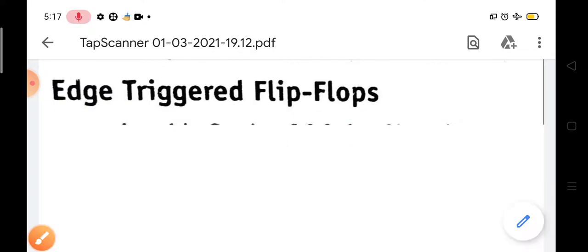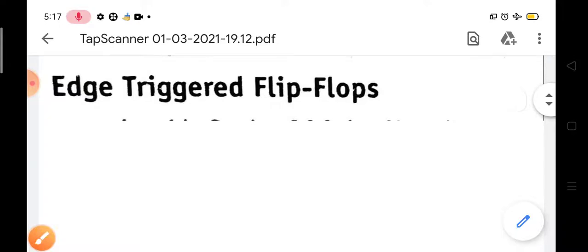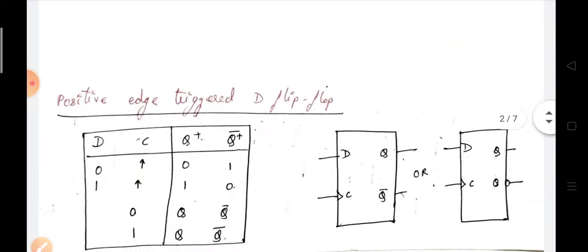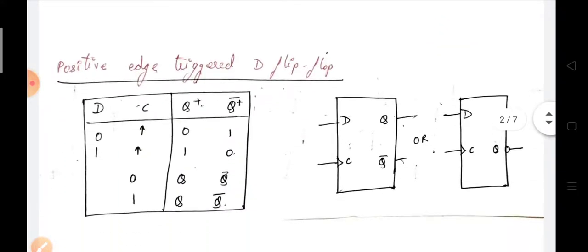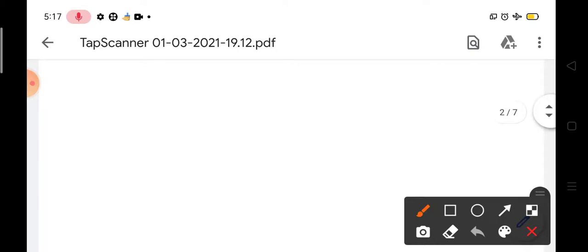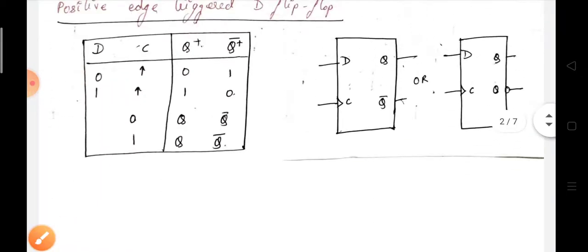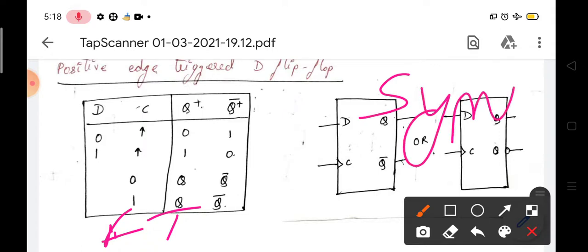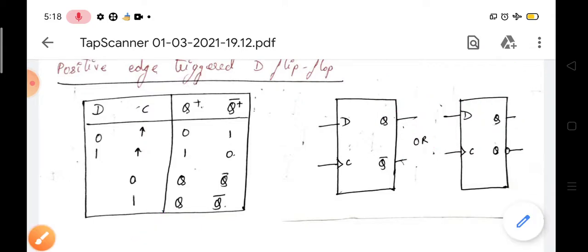Now the edge triggered flip flops can be either positive edge triggered or negative edge triggered flip flops. Going to the positive edge triggered flip flop, we'll see the positive edge triggered D flip flop. As you can see, I have shown here the function table, and these are the symbols of a positive edge triggered D flip flop.